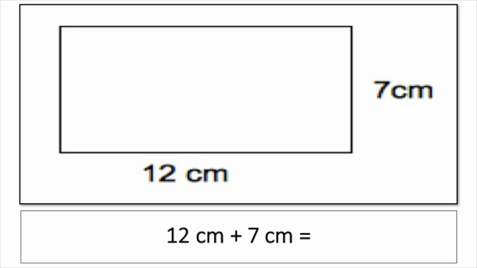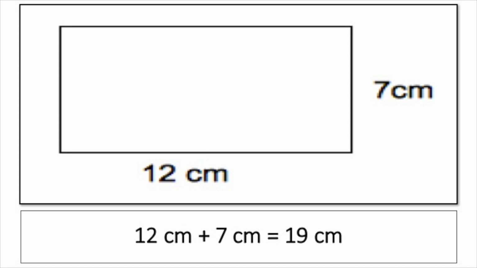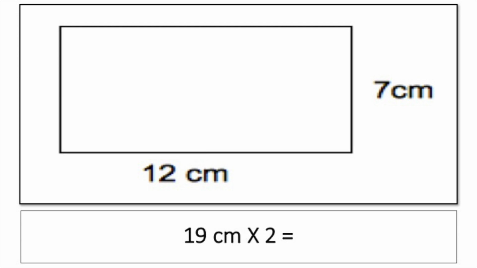What do we have to do next? We still need to get 19 times 2, correct. So we've got 19 centimetres, but only 2 of the sides. To get the perimeter of all 4 sides, we need to double that number. 19 centimetres times 2 equals 38, correct. Let's do it manually together.